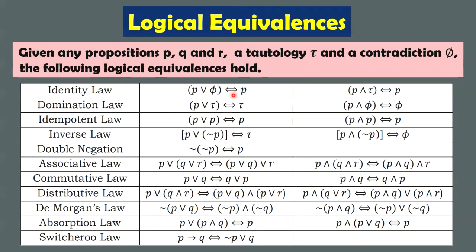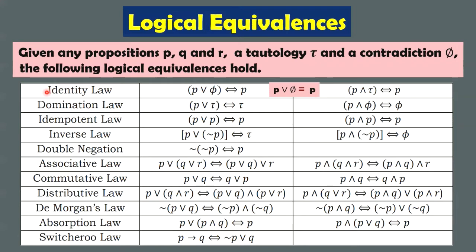Again, this chubby double-headed arrow here, hindi ito ang if and only if. This is the symbol for logical equivalence. Actually, mas okay sana kung ito. So you can replace this chubby double-headed arrow by these three lines para siyang equal. So yung P or this symbol for contradiction is equal to or equivalent to P.